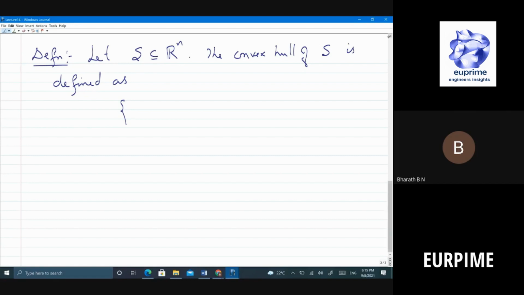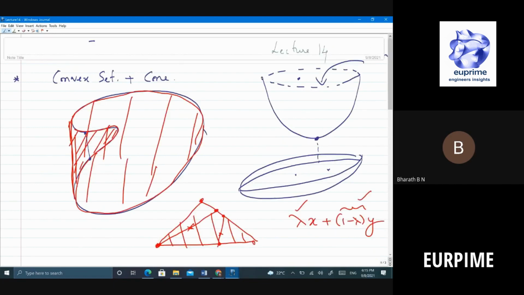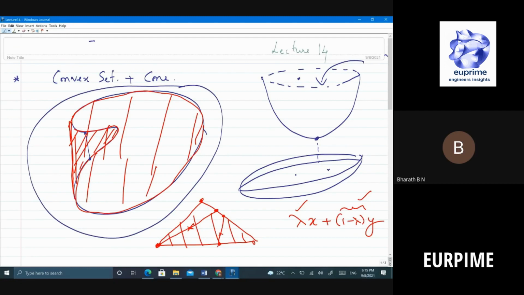So what I'm going to do is the following. Okay, so I'll just give you a different idea. I'll define it slightly differently. One way is, you take this ball, right? This is a convex set, but the original set is contained within this convex set. Okay, this is also a convex set, and this convex set contains the original set S.